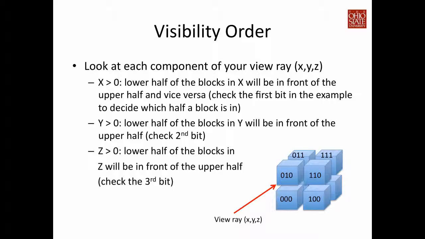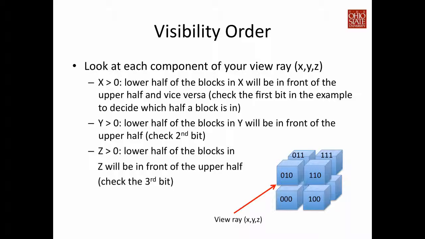Similarly, you can determine the visibility order along the y direction by looking at the sign of the y component in the view direction vector. If y is greater than 0, then you know the lower half of the blocks in y will be in front of the upper half. This can be done by checking the value in your bit, because like I said previously, in the example, the second bit represents the y location, that is either the lower half or upper half.